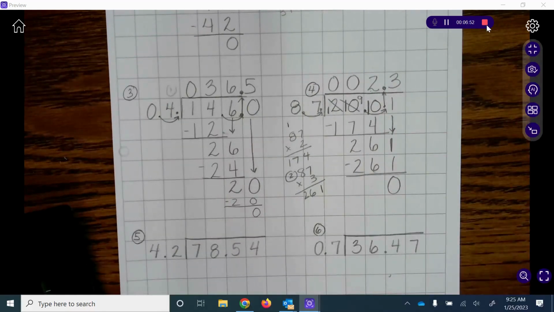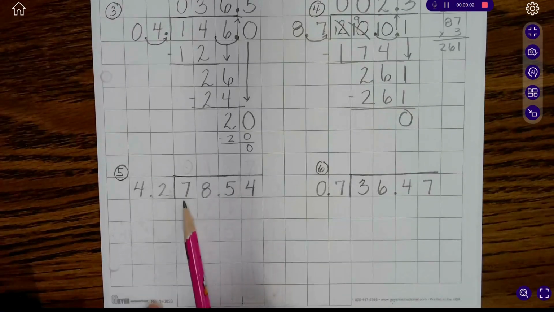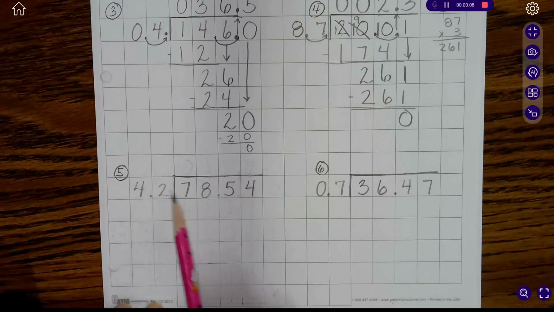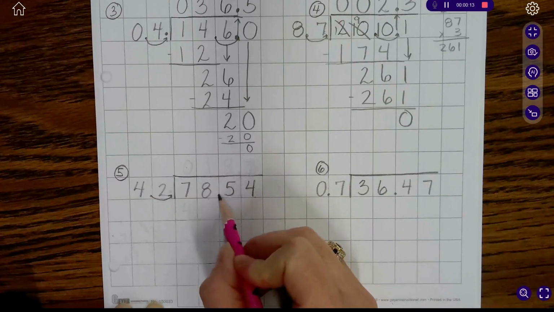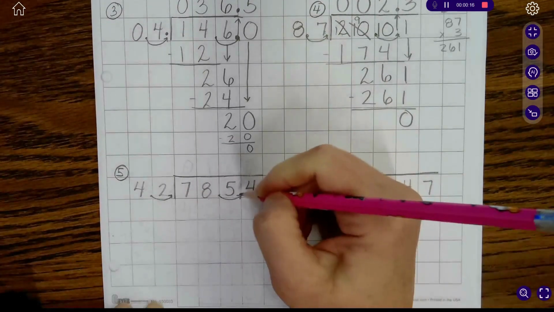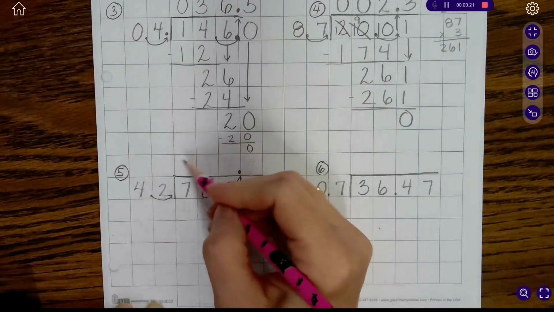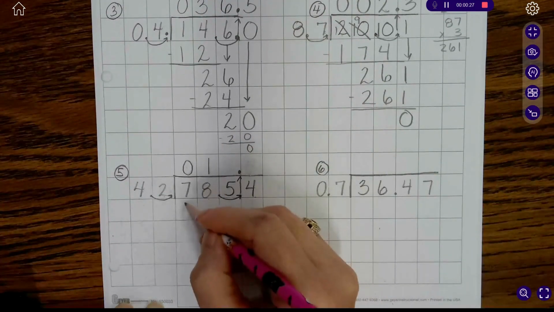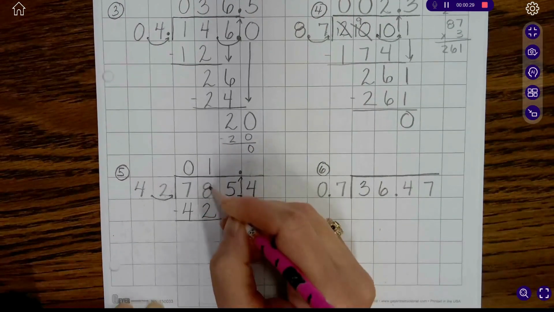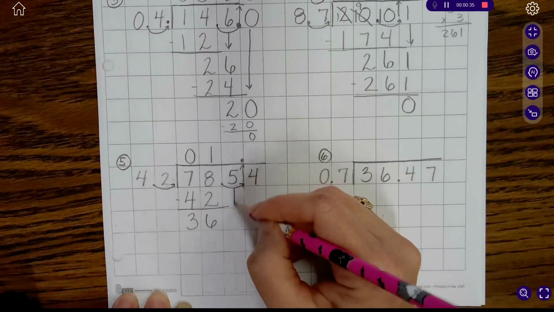Question number 5. Here we have 78 54/100 divided by 4 2/10. We're going to make 4 2/10 42, and we're going to take this decimal in the dividend and move it over once and bring it up into our quotient. 42 cannot divide 7. 42 can divide 78 one time, which equals 42. 8 take away 2 equals 6. 7 take away 4 equals 3. And I'm going to bring down the 5.